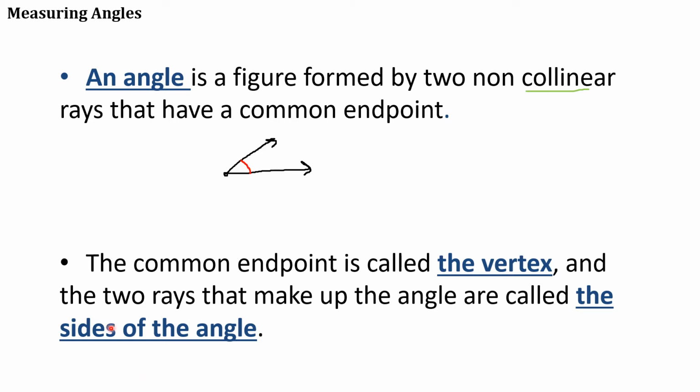Let's continue. The common endpoint is called a vertex. This part here is called a vertex. And the two rays that make up an angle are called sides of an angle. Now, this will be a side and this will be the other side.